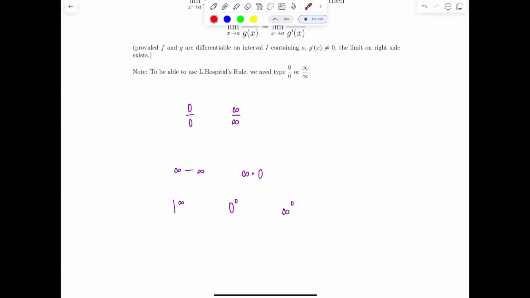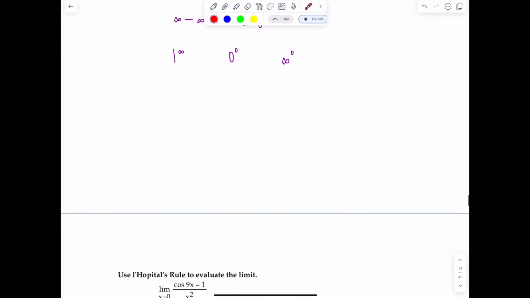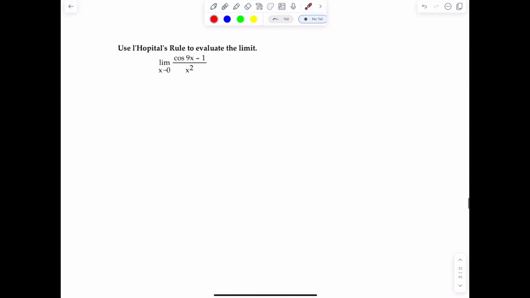Okay, so we'll look at some examples now. If you need a review, I have a more in-depth lecture on L'Hopital's rule, of course. This is just to refresh you before your final exam. Okay, so use L'Hopital's rule to evaluate the limit. Before you even dream of doing such a thing, you have to make sure we have the correct indeterminate form, either type infinity over infinity or 0 over 0.